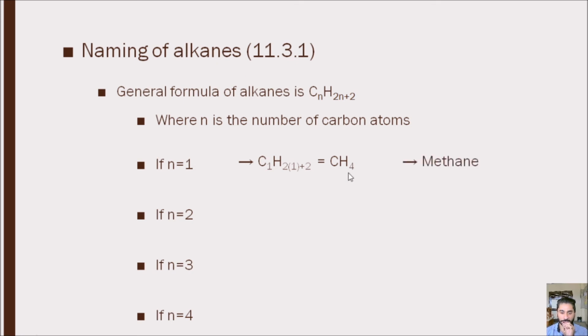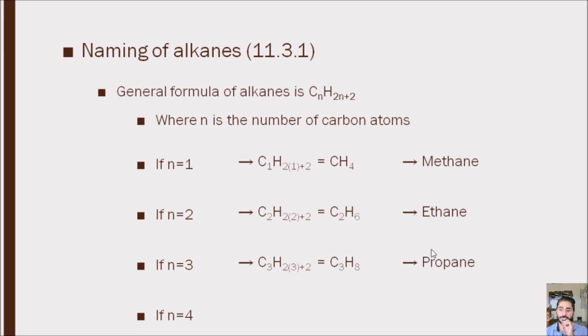For the second member, I'm going to substitute 2 for n, and that is why the formula will be C2H6. Once I solve this, the formula is C2H6. The name will be what? There are 2 carbon atoms. For 2 carbons, we use eth, and for alkane family, ane, the name will be ethane. For the third member, I'm going to put the value 3 for n, and the formula will be C3H8, and the name will be propane.